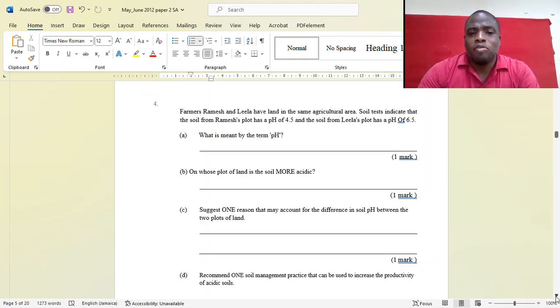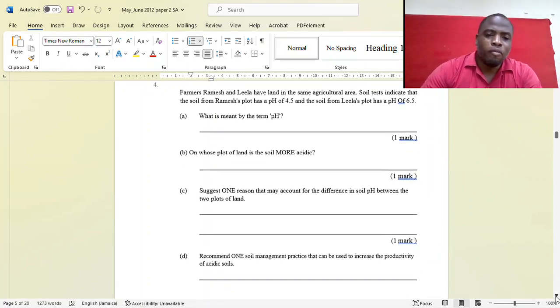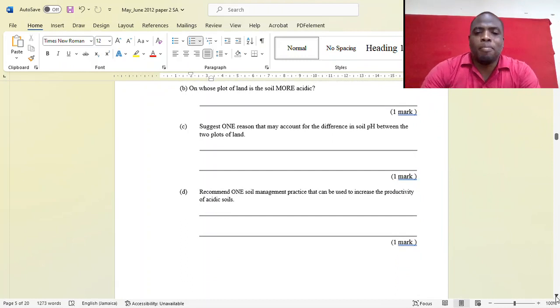So that could have been two reasons that would have led to Farmer Ramesh's plot being more acidic than Leela's plot. So part D says, recommend one soil management practice, right? We want to deal with Mr. Ramesh's plot. We talk about a management practice that can be used to increase the productivity of acidic soil. We want something that, when we add it to the soil, is going to increase the pH or decrease acidity.